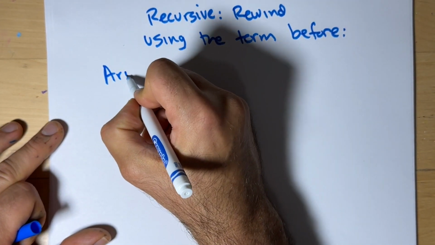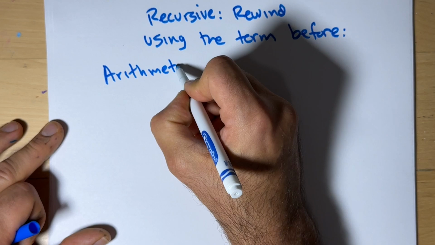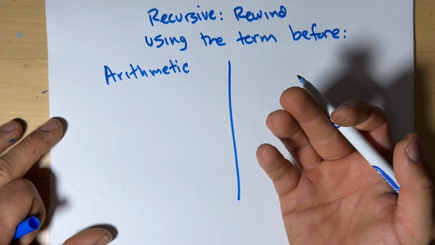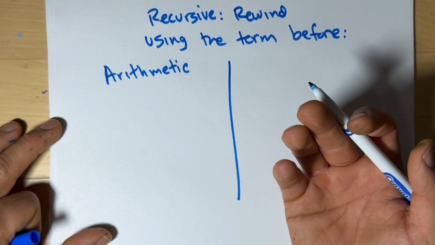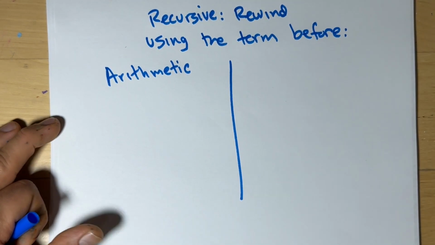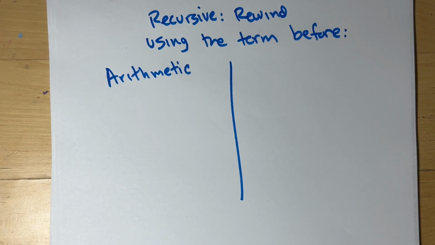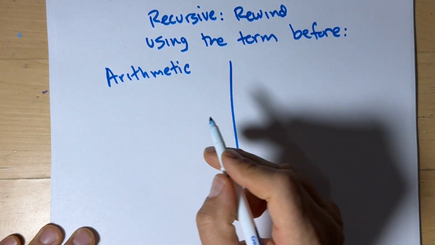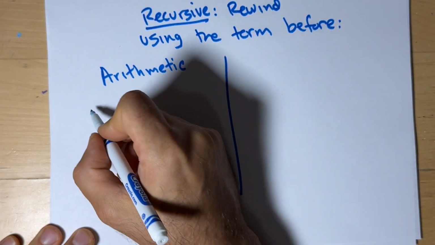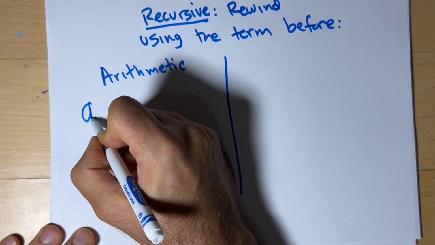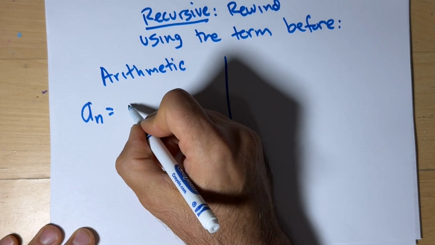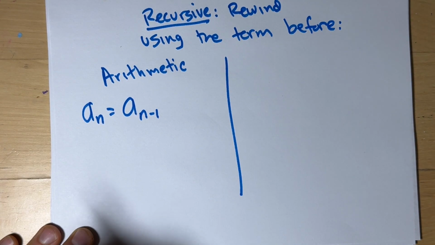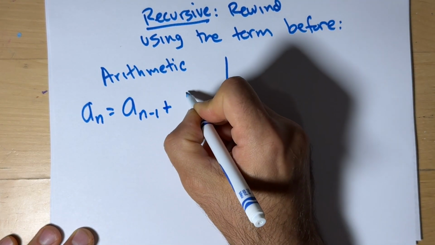If we're doing an arithmetic sequence, we're going to use the one before plus the new common number that we're adding to each one, which we represent as d, or the difference. So the way we would write the arithmetic recursive formula is the number we want, a sub n, is the one before it, n minus 1, which means the number before the one we are using, plus the common difference.